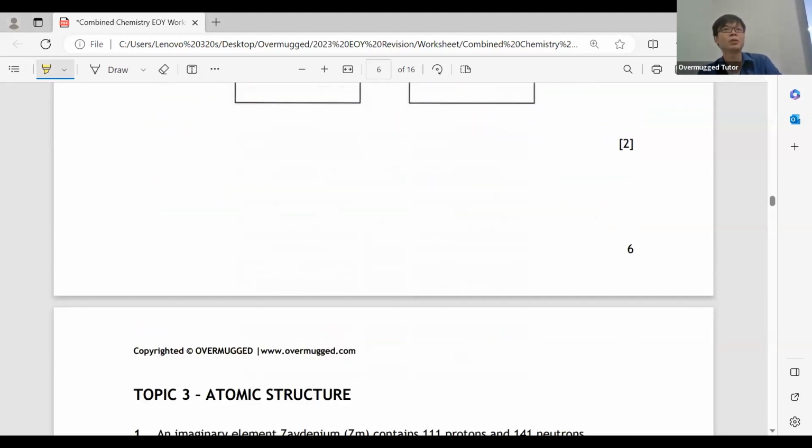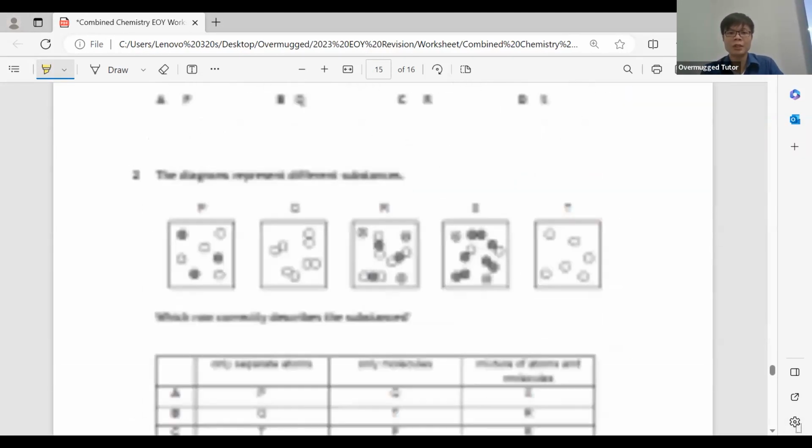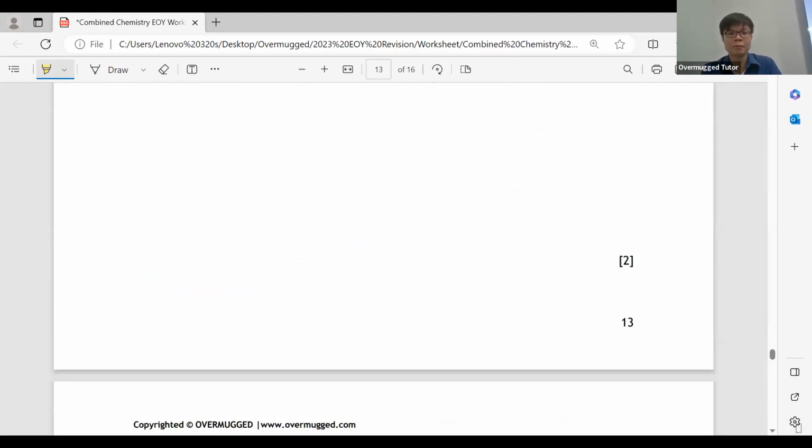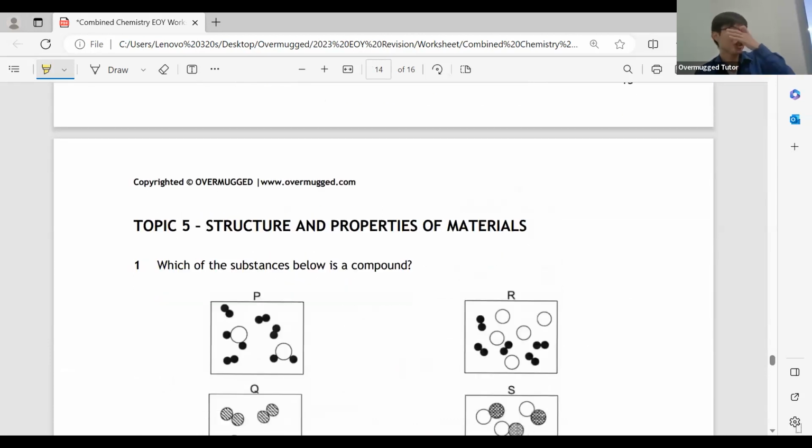Okay, questions for chapter 2? Okay, I'll be skipping to 5 first since most schools actually follow the old order. Structure and properties of materials. Your school notes will be elements, compound, and mixture.